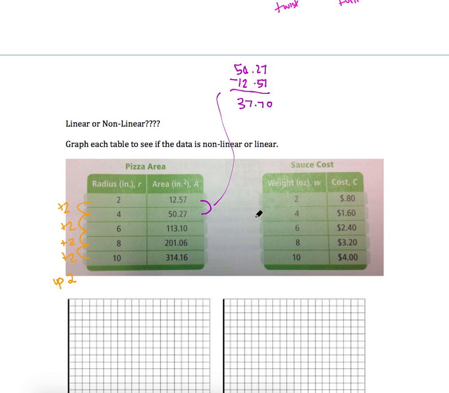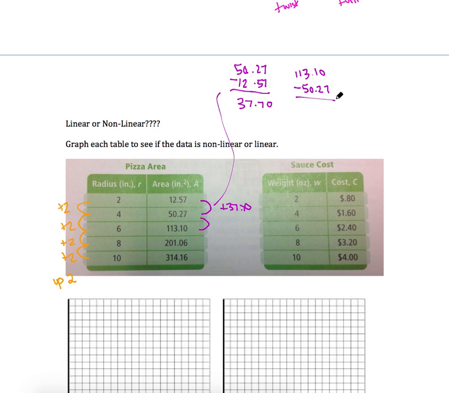And it's going up. Notice the numbers are getting bigger. So this is plus 37.70. Okay? And that's just the first one. So this next one, we're going to have to subtract again. It's going to be 113.10. Notice I'm taking my more recent one, and I'm subtracting the older one, 50.27.